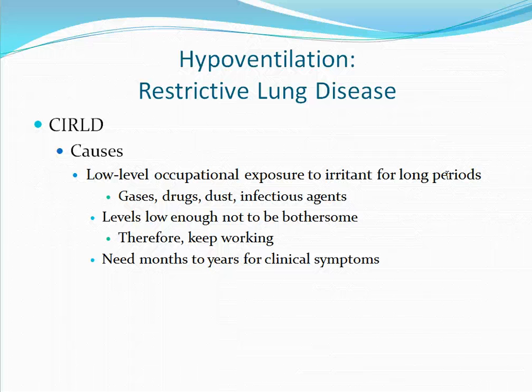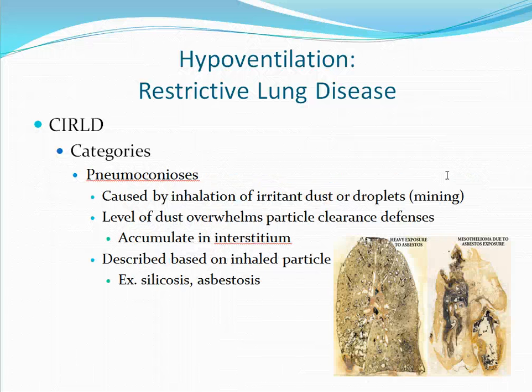These irritants would include gases, drugs, dust, or any infectious agent. The levels are low enough that they are not bothersome, so the person keeps working. Several months to years are needed before clinical symptoms begin to show. Some of the categories of CIRLD include pneumoconiosis. This is caused by the inhalation of irritant dust or droplets. For example, this is what occurs in miners.